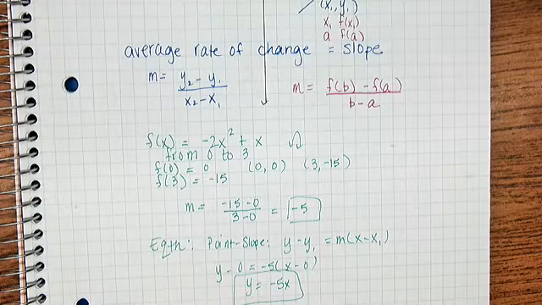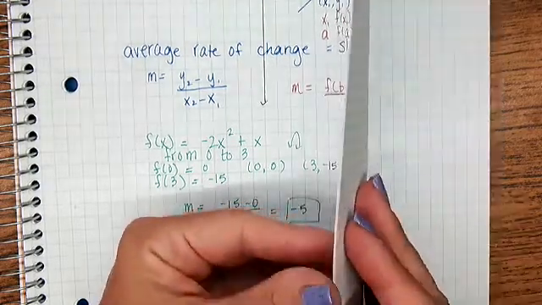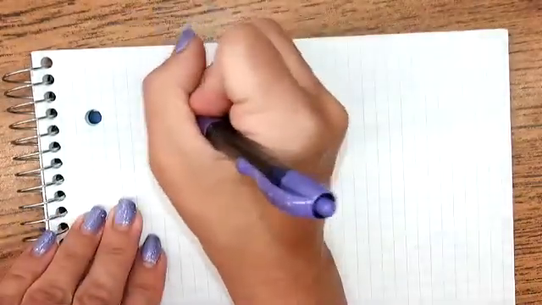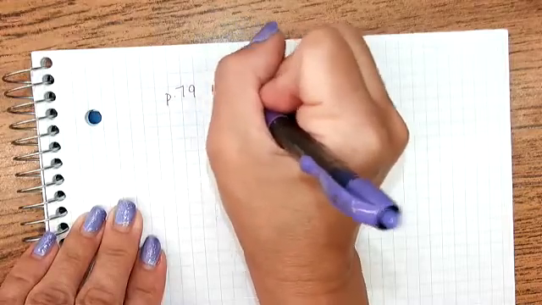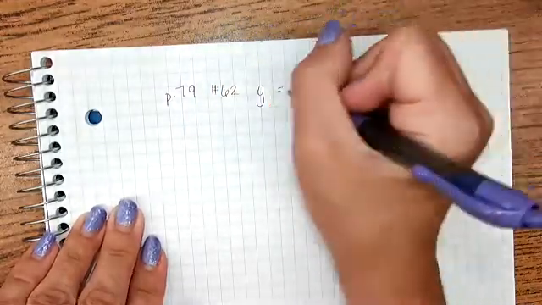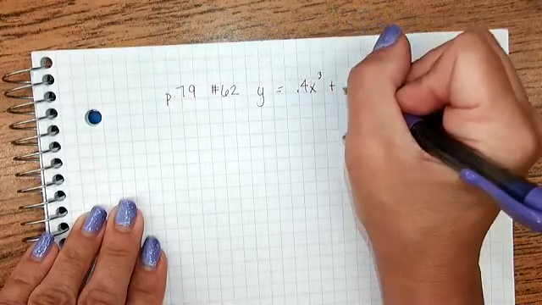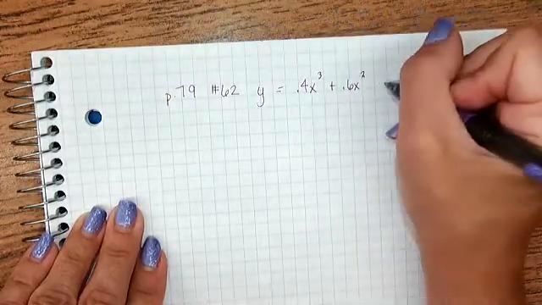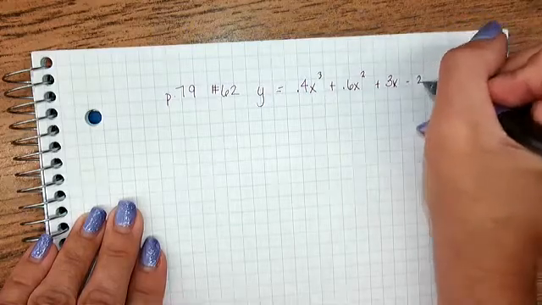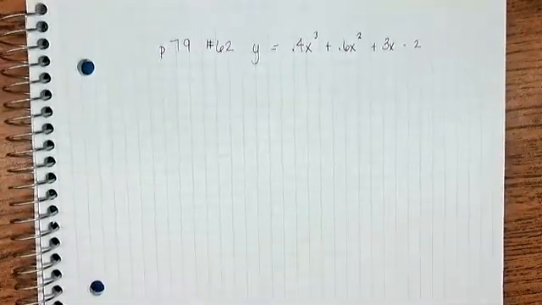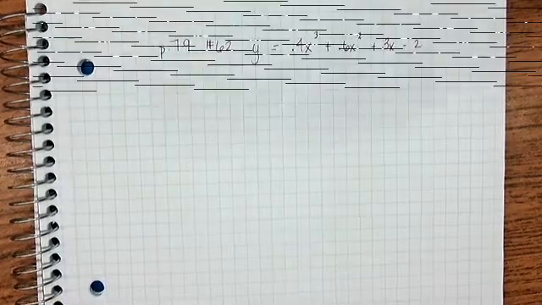Okay. You need your calculator for the next part. We're going to do maxes and mins on the calculator. All right, and I will write the problem down, but just so you know, this is page 79, number 62. And the equation is y equals 0.4 x cubed plus 0.6x squared plus 3x minus 2. Again, this is page 79, number 62.